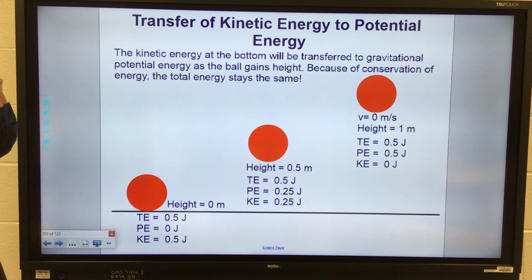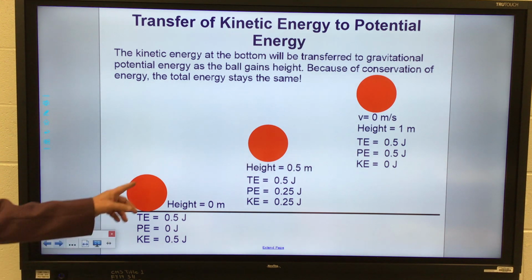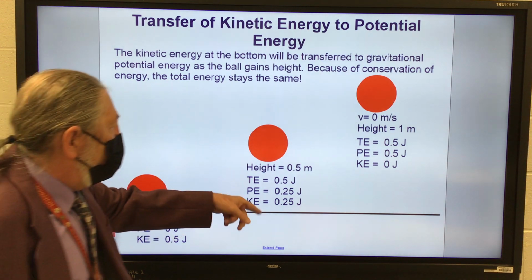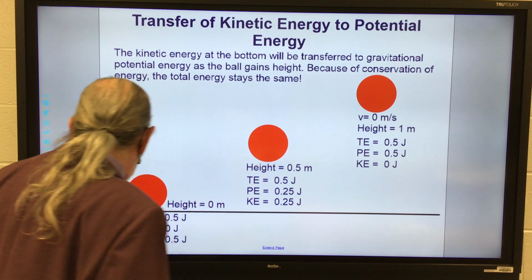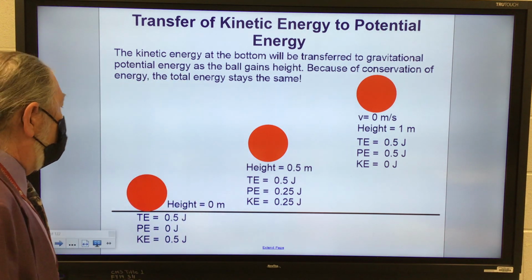Okay, so because of the conservation of energy, the total energy stays the same. So here we are, right back at the exact same numbers that we had earlier, right?